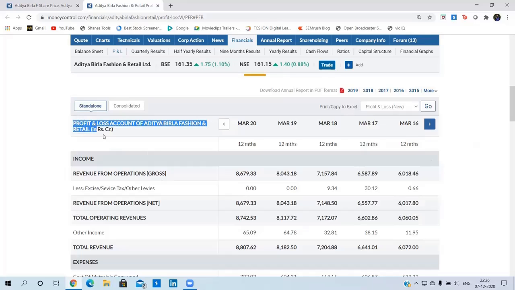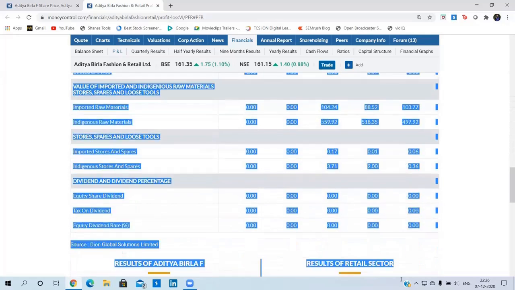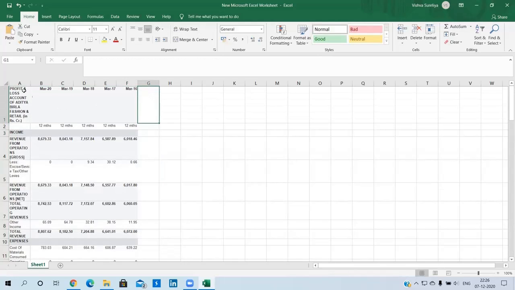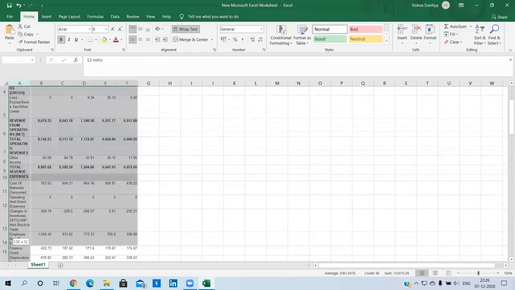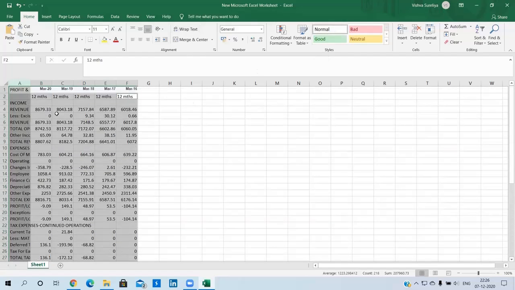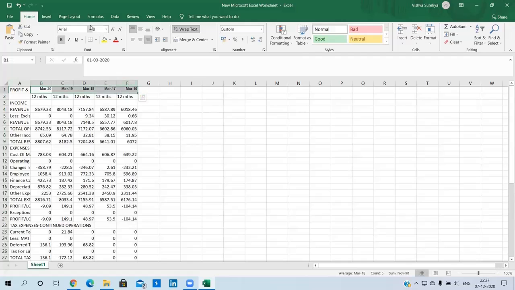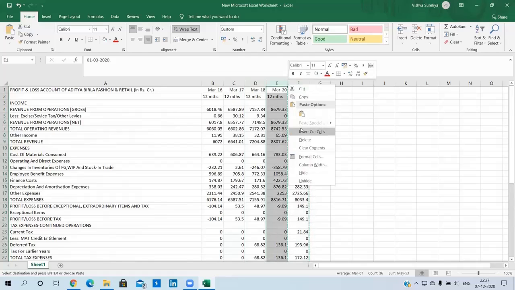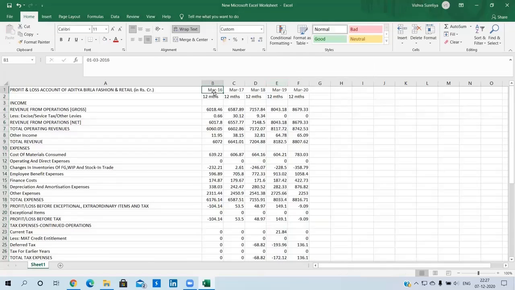What you need to do is copy this data. Let me paste it here. Let's arrange this data a bit so that it looks good. I will select all the data and convert it into normal. Then for the dates, I will go under fonts: size 11, not bold, background white. I will put this in sequence from left to right. The years would be in the sequence of 16, 17, 18, 19 and 20.